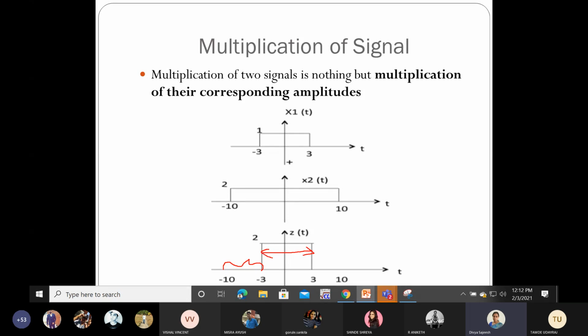So again do the multiplication interval by interval wherever the amplitude of the signal is changing. See that interval accordingly, and in those intervals do the multiplication as well as addition.